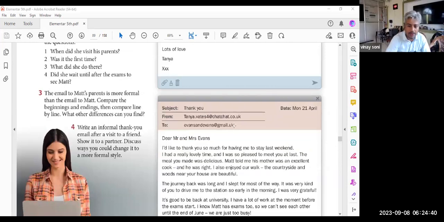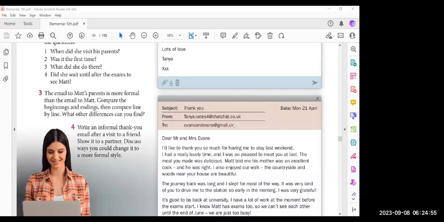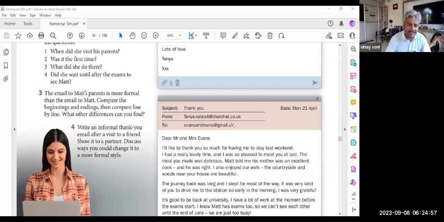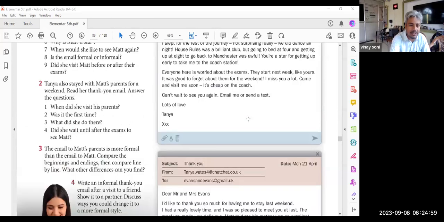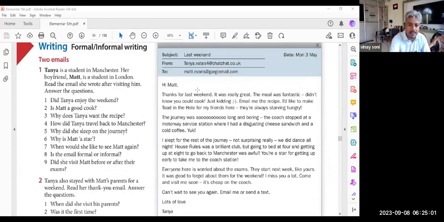Yeah. Okay. She went for a walk in the countryside and the woods near their house. Okay. Last question, very important question. Did she wait until after the exam to see Matt? No, she didn't. All right. Now I'm going to read the text for you guys.